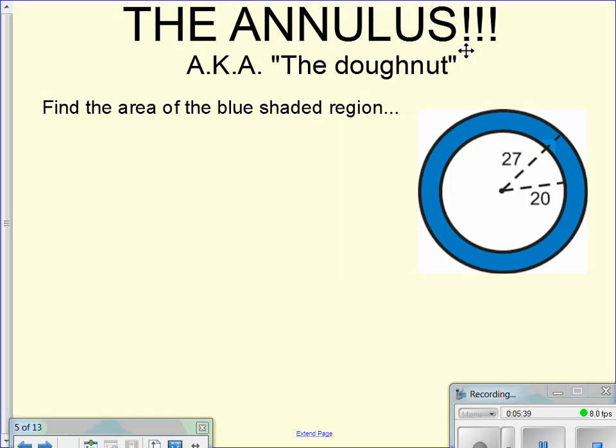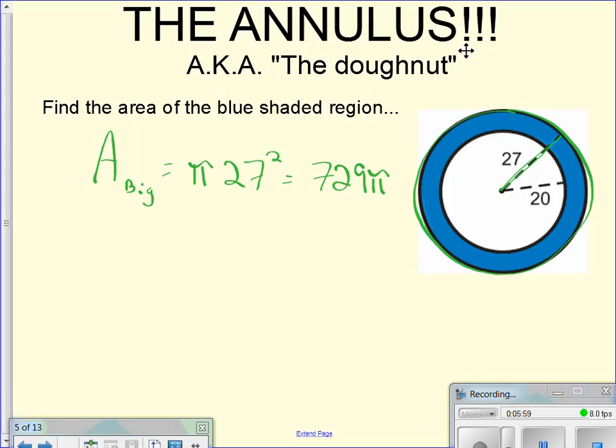The first thing I want to do is find the area of the large circle. It's got a radius of 27. So the area of the big circle is pi times 27 squared, which is equal to 729 pi. I'm going to leave it in terms of pi because I know it's an even number with pi, and why not keep it somewhat simple. The area of the small circle is the second thing I've got to find. It's this one right here, which has a radius of 20. So the area of that is pi times 20 squared, or 400 pi.